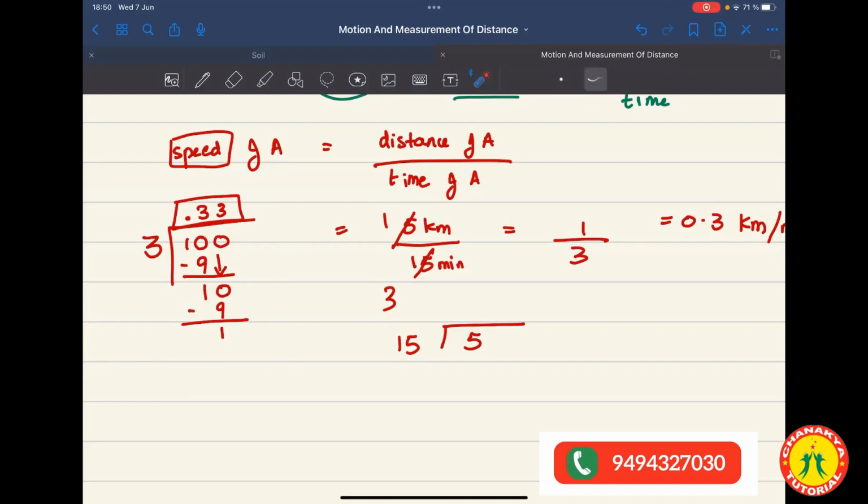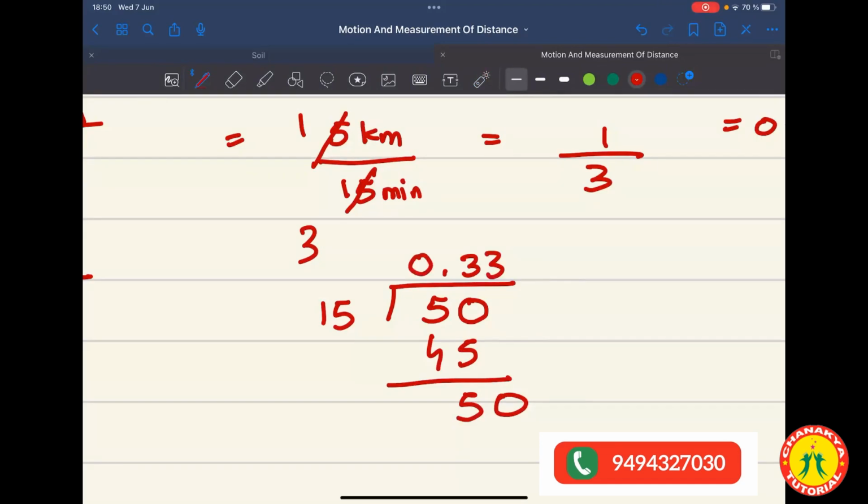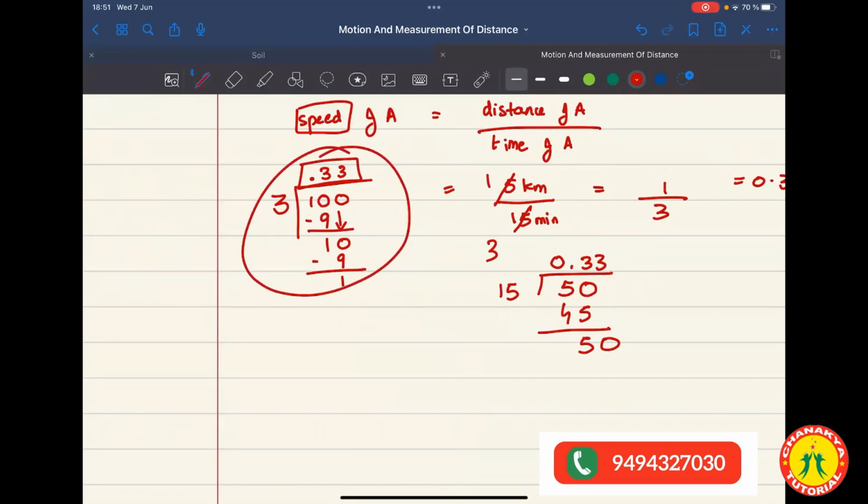So 5 divided by 15, you will do. Put a point, a zero, 3, because 45, again 5, again 0. Can you see? 0.333 only is coming. So this is the quickest way. We're ending up with the same answer only.